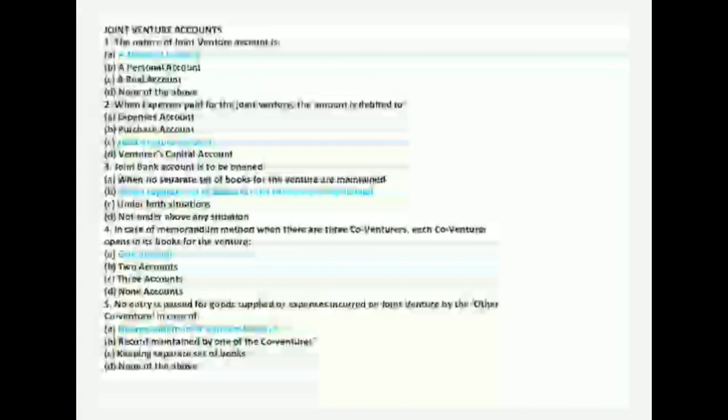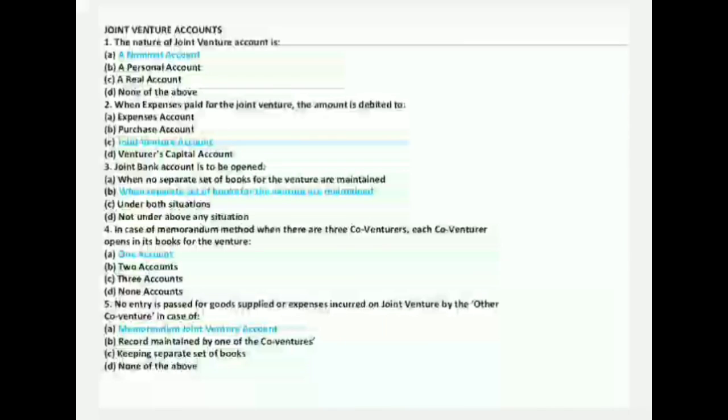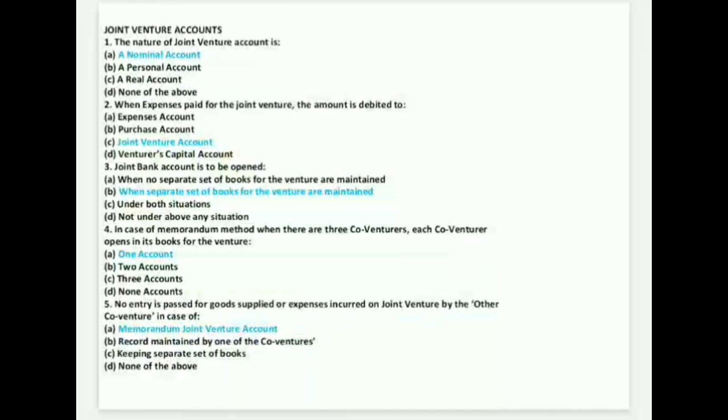Now let's talk about the joint venture account. First question: the nature of a joint venture account is nominal, personal, real, or none of the above. So the first option is correct. The nature of the joint venture is a nominal account. When expenses are paid for the joint venture, the amount is debited to the joint venture account. That is the correct answer. That will obviously be debited to the joint venture account.